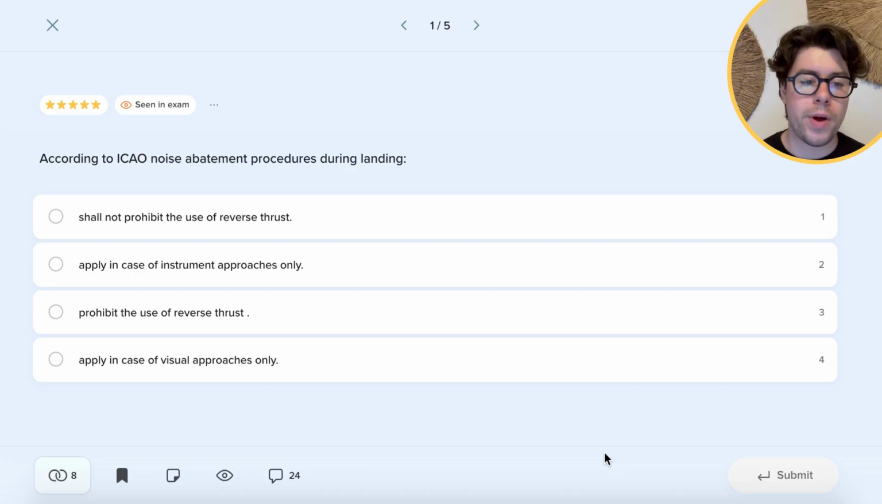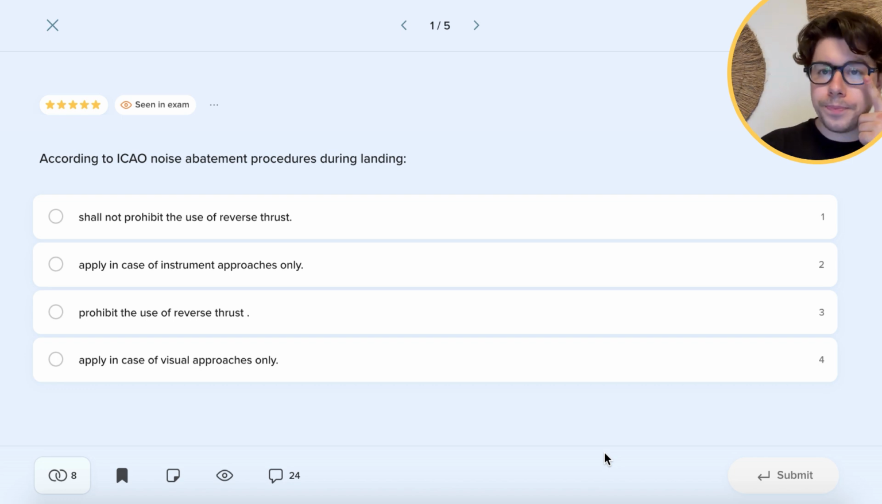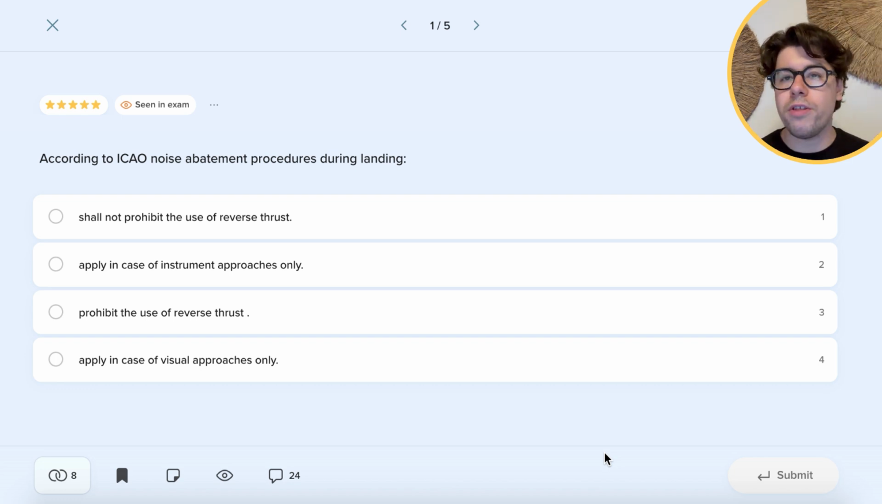So for question number 1, according to ICAO noise abatement procedures during landing. First of all, remember that there are two primary and most important noise abatement procedures that you need to remember: noise abatement procedure 1 and procedure number 2. The way I remember these is that the noise abatement procedures are for two key reasons. Of course, to reduce noise. However, one is to reduce noise close to the airport, which is number 1, or further away from the airport, which is number 2. 2 is a bigger number, so it gives noise abatement at a bigger distance.